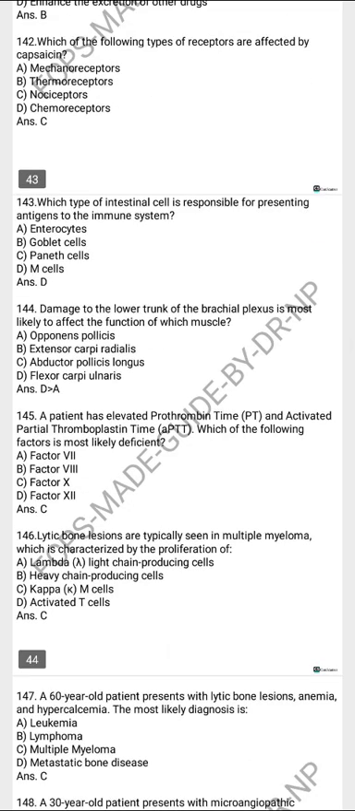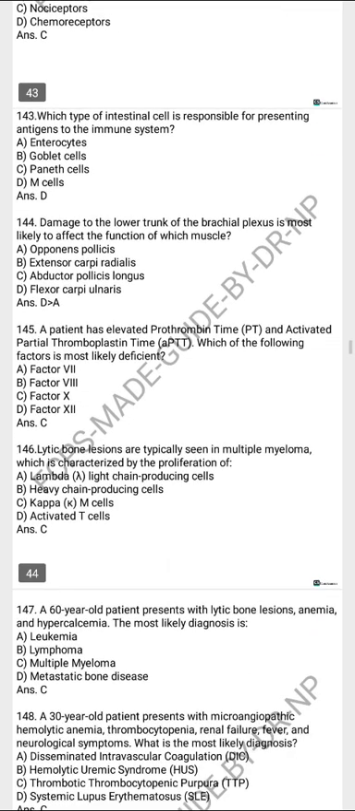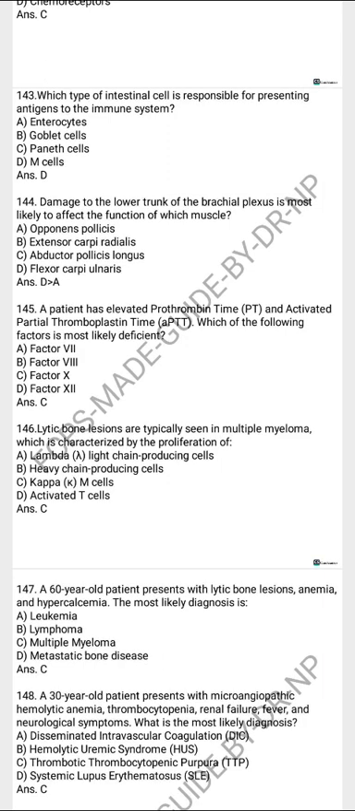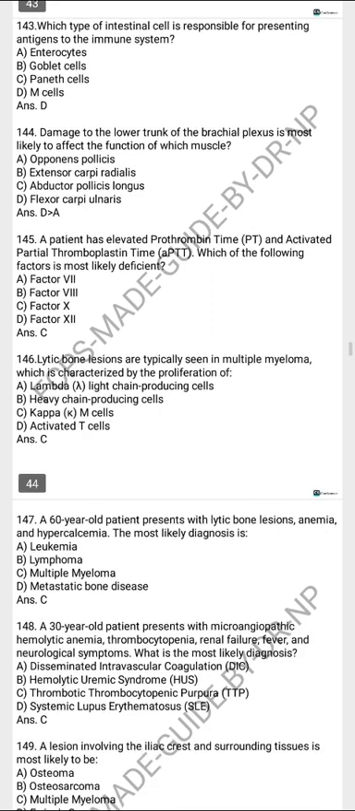Damage to the lower trunk of the brachial plexus most likely affects the function of which muscle? The flexor carpi ulnaris. The patient has a prolonged prothrombin time and activated partial thromboplastin time. Which of the following is most likely deficient? That is factor X.